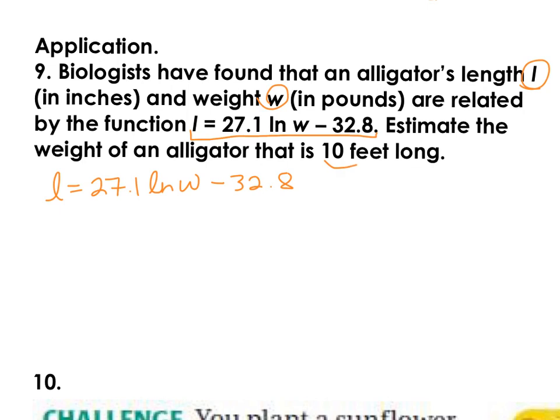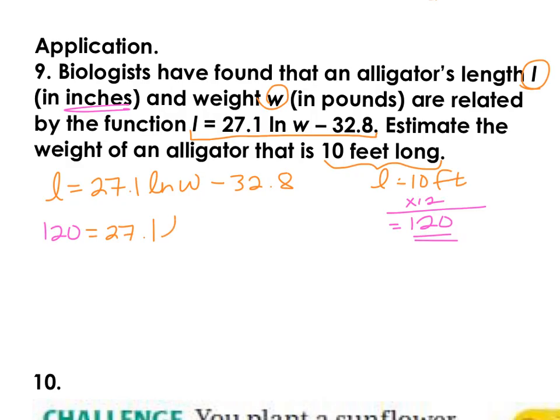It says estimate the weight of the alligator that's 10 feet long. So notice 10 feet long, that is the length. But here's where it gets a little bit tricky. Up in the word problem, it said that the length was measured in inches. And if we know that the alligator is 10 feet long and there are 12 inches in every foot, we're actually going to plug in L equals 120. And we're plugging it in on the left-hand side. That's the length of the alligator. 120 equals. Everything else on the right is going to stay as is.